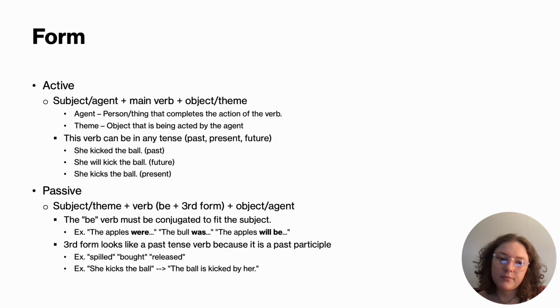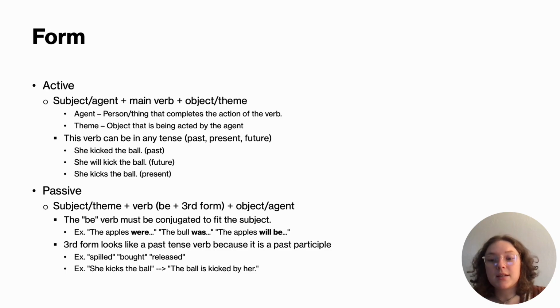And then for passive, it's a subject theme instead of a subject agent, the verb, and then an object agent instead of an object theme. And then, as we talked about in the definition in the first slide, it's about how the verb form communicates this relationship. So our verb form in the passive sentence is going to be a little bit different than the verb that we use in the active sentence.